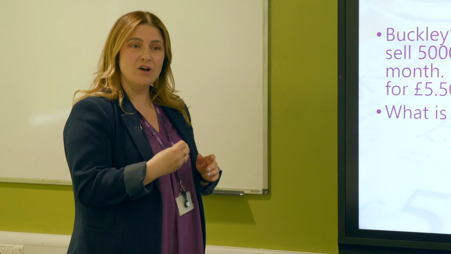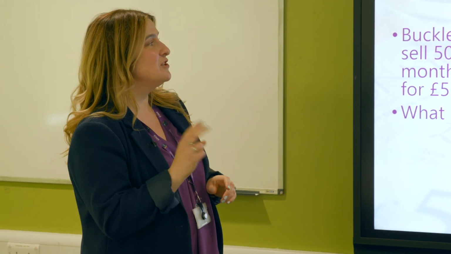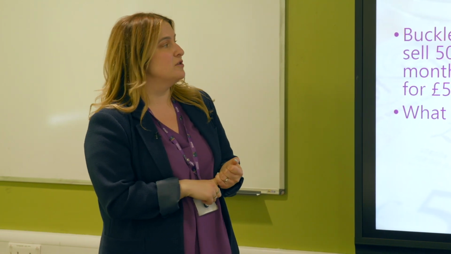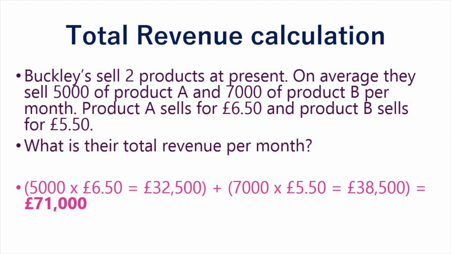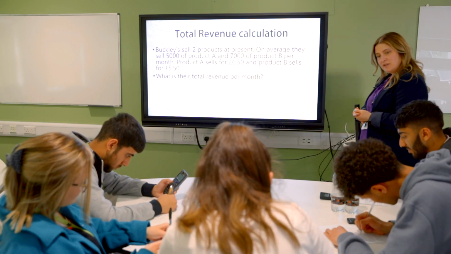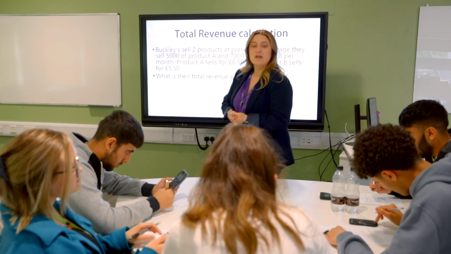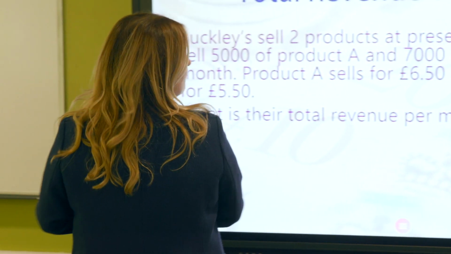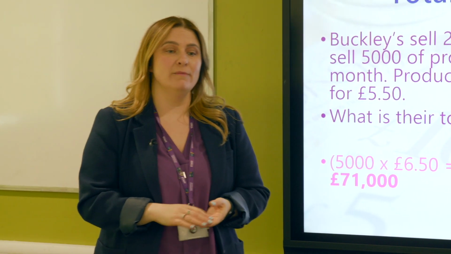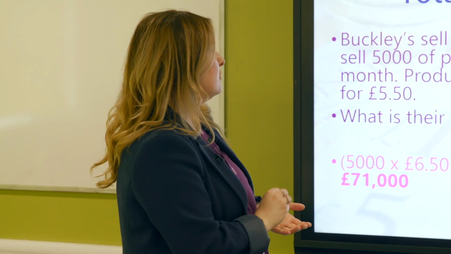So my lovely dog, no longer with us, Buckley, and he's selling 2 products at present. On average, they sell 5,000 of product A and 7,000 of product B. Product A sells for £6.50 and product B sells for £5.50. I want you to work out the sales revenue from product A and B and combine them to give me total revenue. Okay, so we've got 32,000 for product A. And Melissa, what have you got for product B? 38,500. Perfect. And when we put those 2 together, what do we end up with?